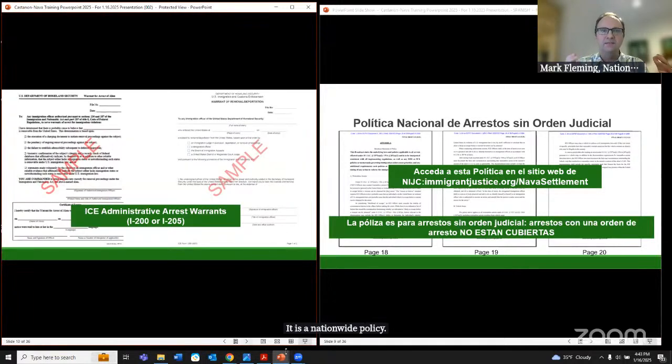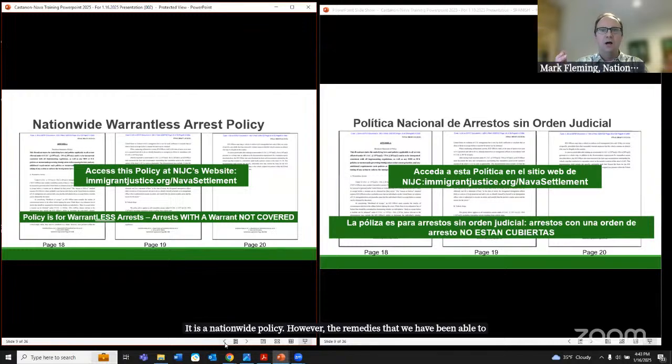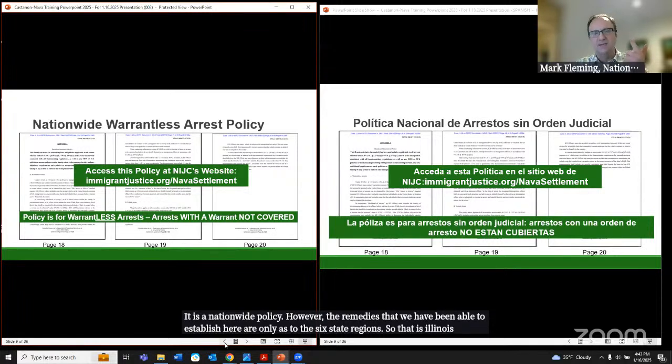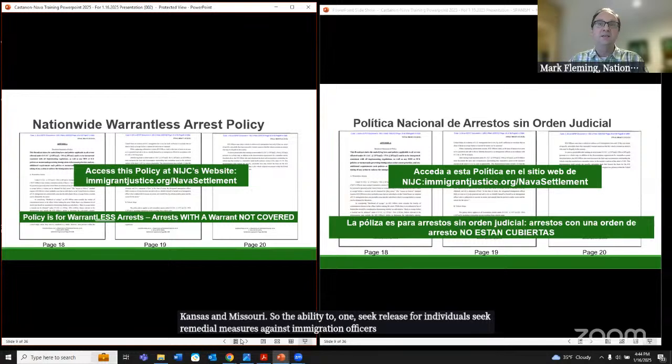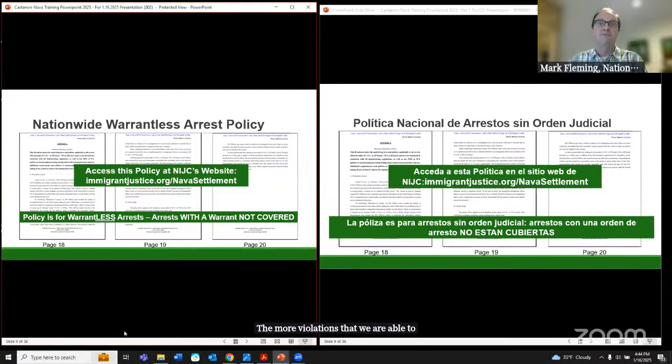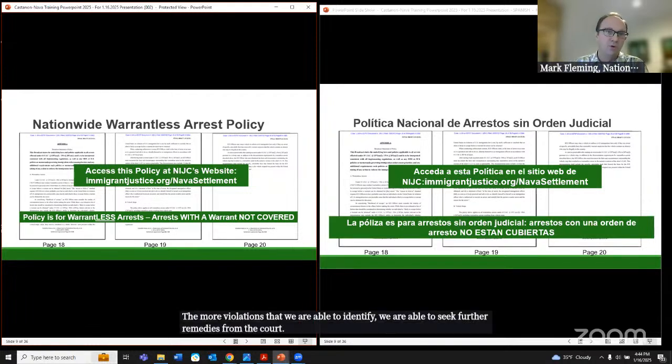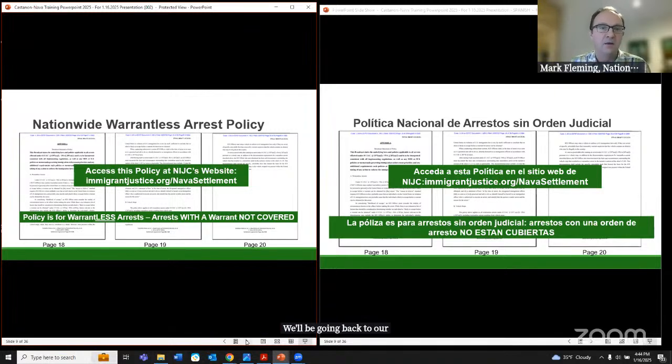However, the remedies that we have been able to establish here are only as to the 6-state region. So that is Illinois, Wisconsin, Indiana, Kentucky, Kansas, and Missouri. So the ability to, one, seek release for individuals, seek remedial measures against immigration officers that violate the policy, and frankly, as we face potential mass enforcement in the coming days and weeks, the more violations that we are able to identify, we are able to seek further remedies from the court. We'll be going back to our website again a little later.